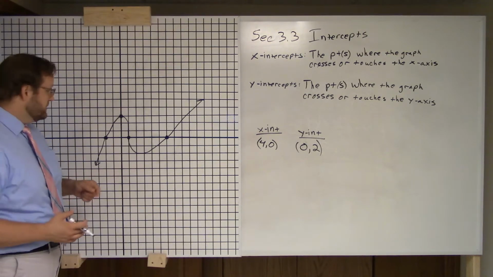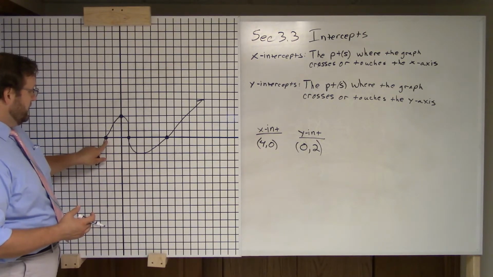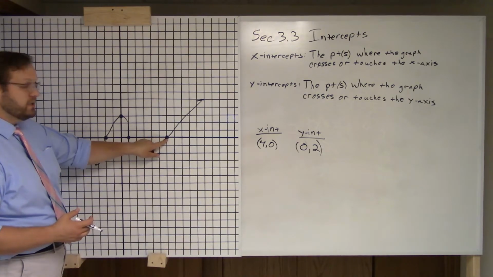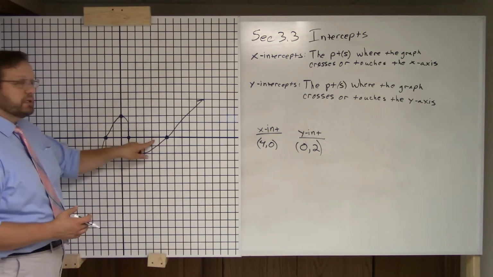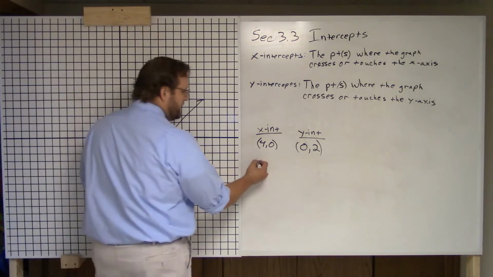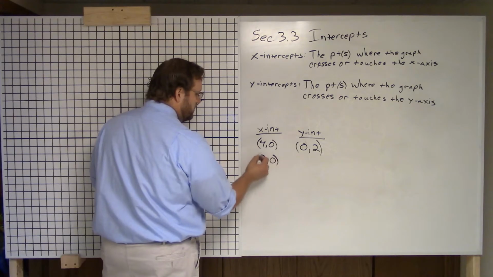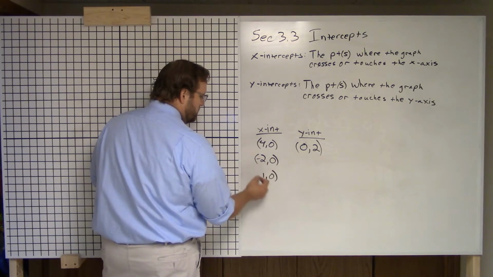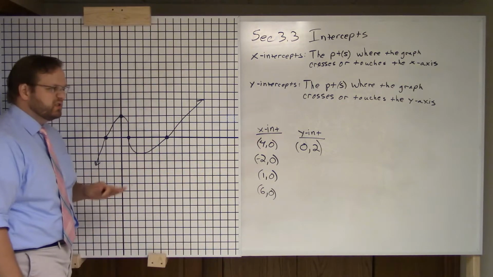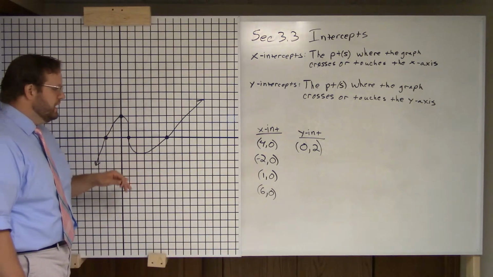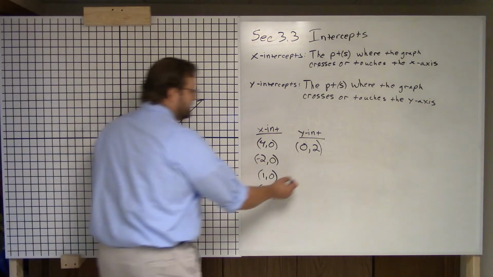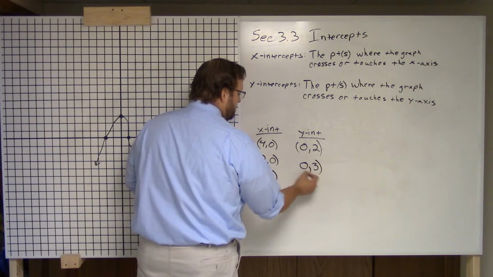The X-intercepts are going to be -2, 1, and then 2, 3, 4, 5, and 6. So -2, 1, and 6. But I'm not just going to write -2, 1, and 6. I'm going to write (-2, 0), (1, 0), and (6, 0). You should start seeing a consistency there. And then the Y-intercept is going to go up 3 units, so that is (0, 3).